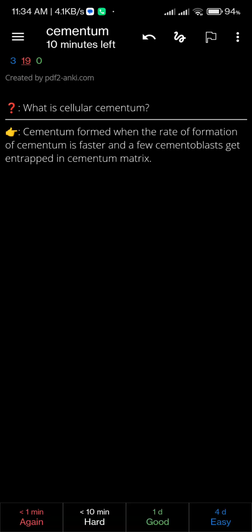So what is cellular cementum? Cellular cementum contains cementoblasts embedded in it. They are formed very fast, and very few cementoblasts get embedded in the cementum matrix. That is, cellular cementum is formed when the rate of formation of cementum is very fast and a few cementoblasts get entrapped in the cementum matrix.